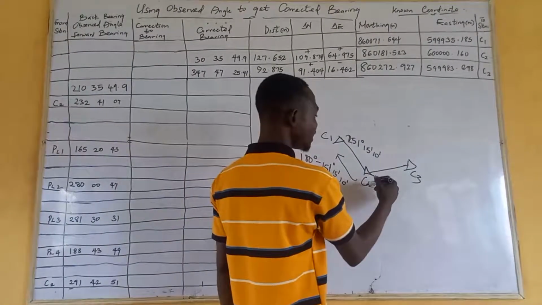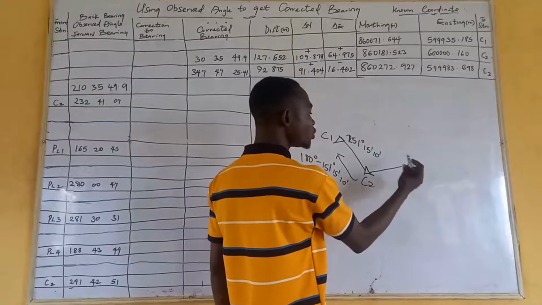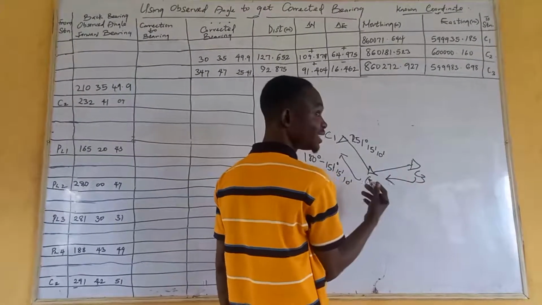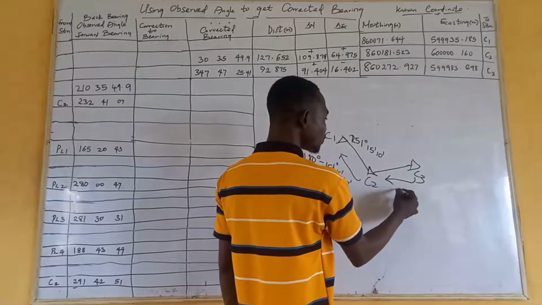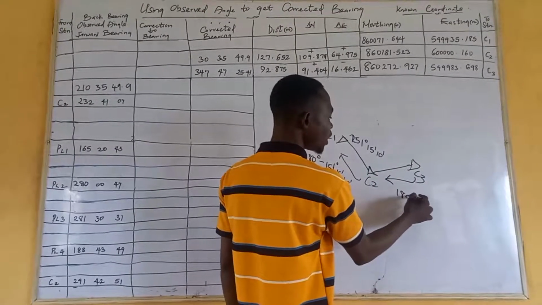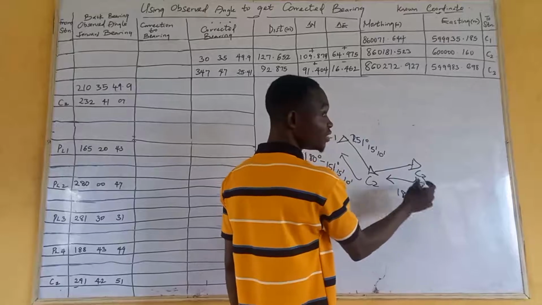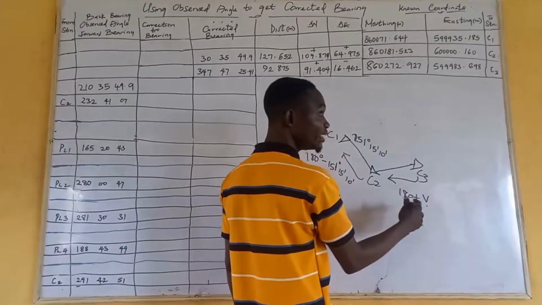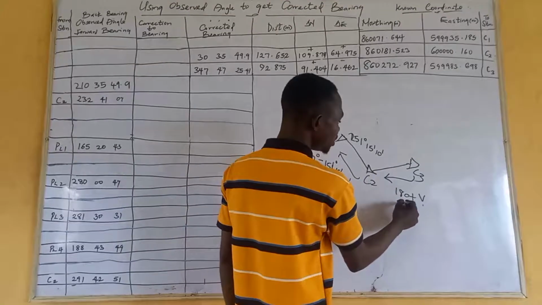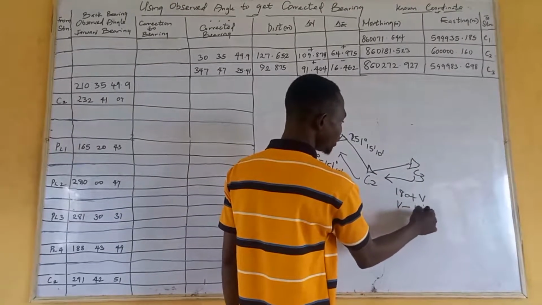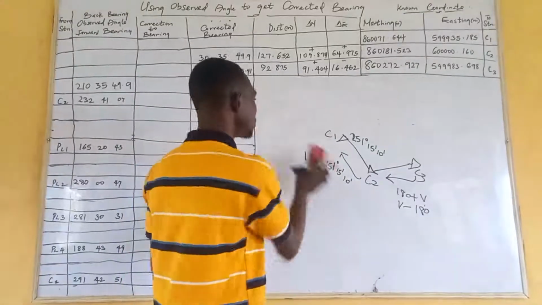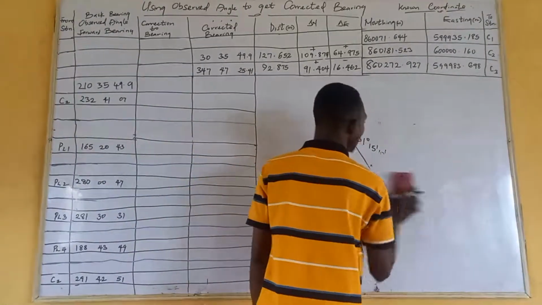Likewise, C2 to C3. If you want to obtain the back bearing for C3 to C2, same procedure. It's going to be 180 plus the value if the value is less than 180, but if the value is more than 180, it's going to be the value minus 180. I believe you get that. So let's continue with what I'm saying.